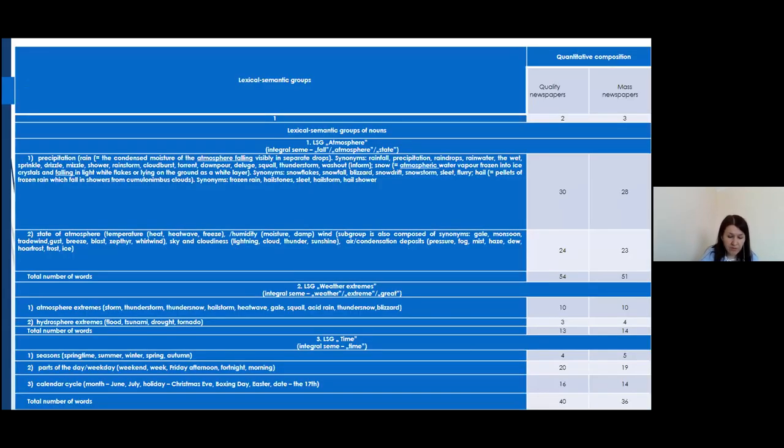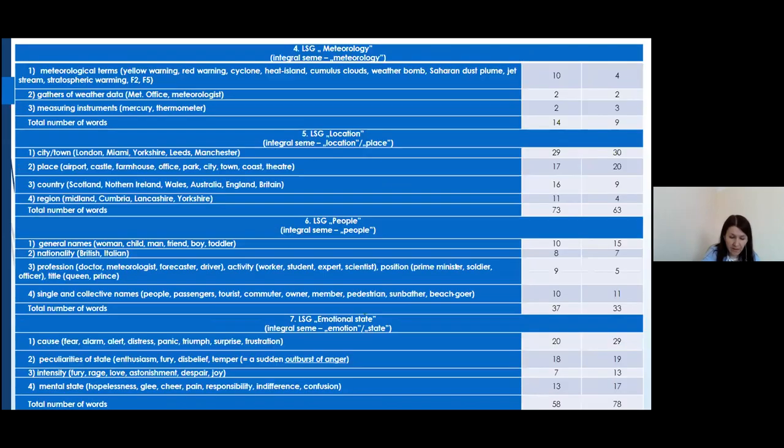So in the course of our research, lexical semantic groups of nouns, 7 groups, adjectives, 3 groups, verbs, 4 groups, and adverbs, 3 groups have been singled out. The analysis has shown that there is a variation regarding the quantitative composition of lexical semantic groups. It has been observed that such variation appears to be related to the type of newspapers. As a whole, quality and mass newspapers have identical lexical semantic groups. However, there are some differences in the quantity and functioning of their constituents.